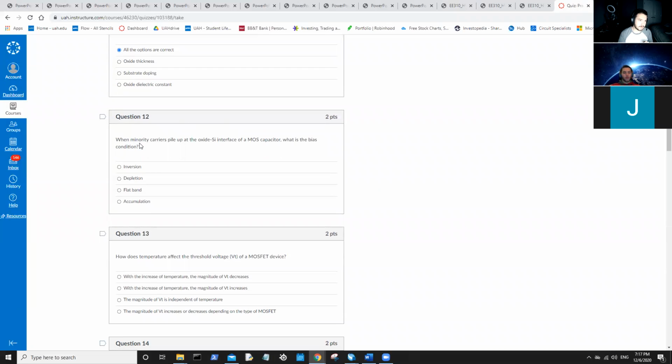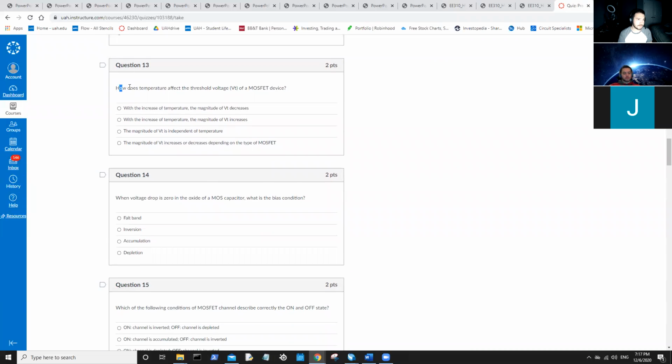Question 12, when minority carriers pile up at the oxide silicon interface of a MOS capacitor, what is the bias condition? So this is another memorization. There's two types of piling up, but when that piling up occurs at the oxide silicon interface, it's inversion as opposed to accumulation. When it occurs at the silicon oxide interface, it's the inversion.